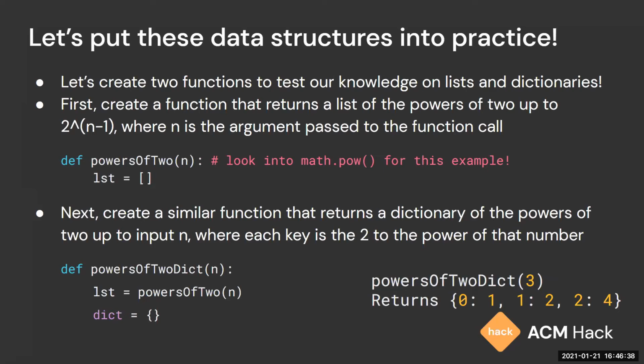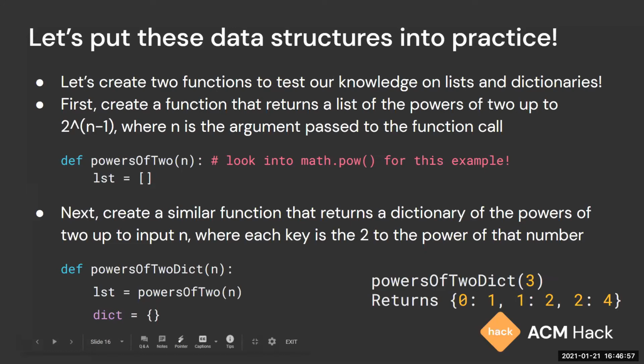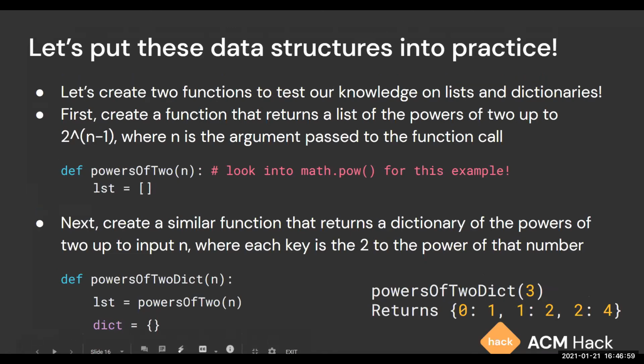In case you missed that, just to go over it again, we're going to make a function that returns a list of the powers of 2. For example, 2 to the 0 would be 1, 2 to the 1 would be 2, 2 to the 2 would be 4, and so on and so forth. This function would take in an input n and return a list of all of the powers of 2 up to that number. For example, if n was 0, then the list would just contain 1 because 2 to the 0 is 1. If it was 2, it would contain 1 and then 2 and then 4, because 2 to the 2 is 4.